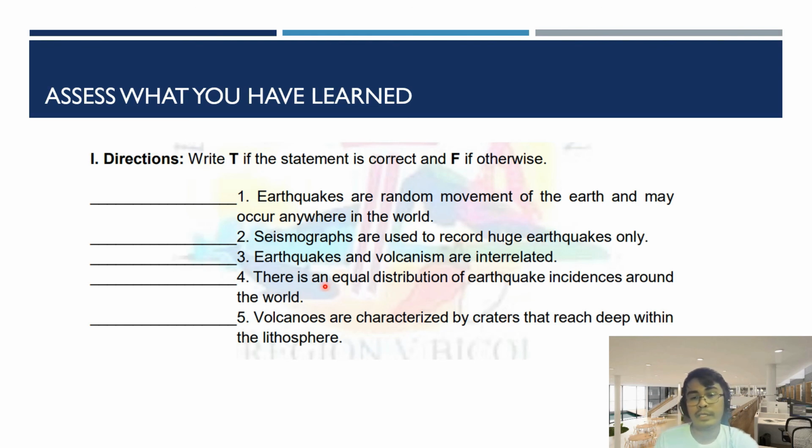Number 4, there is an equal distribution of earthquake incidences around the world. Okay? So, as shown in the map, ano kaya yung sagot mo dito sa number 4? Number 5, volcanoes are characterized by craters that reach deep within the lithosphere. So it's more on the characteristic of volcanoes po. Is that a true or false statement?